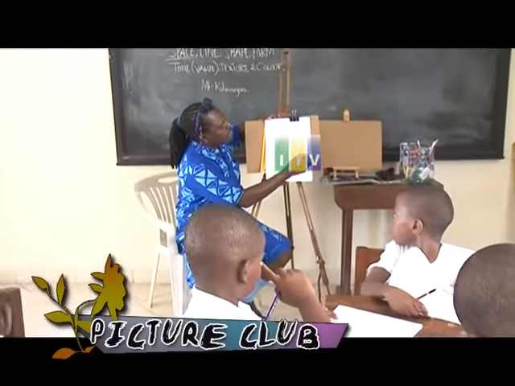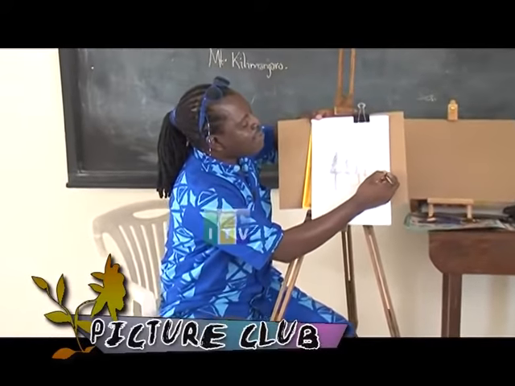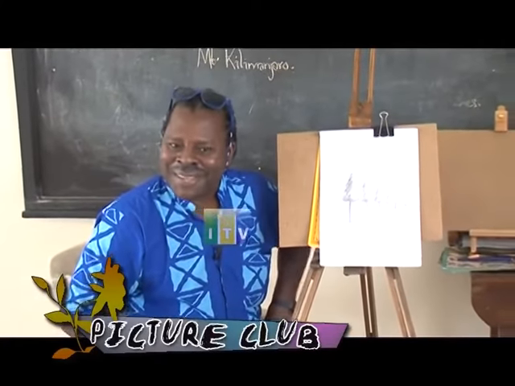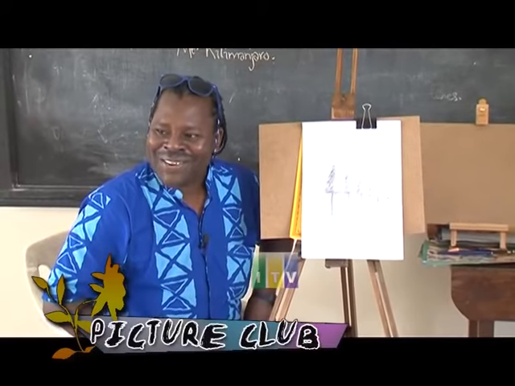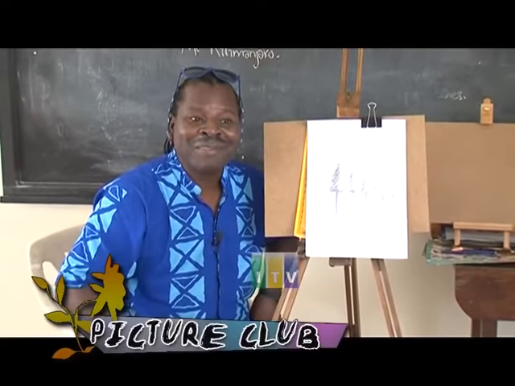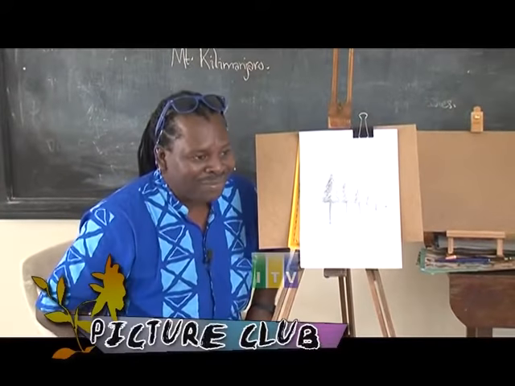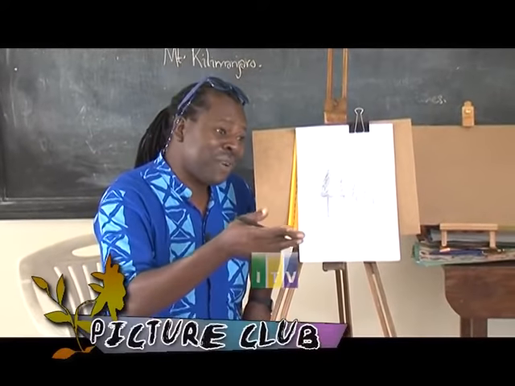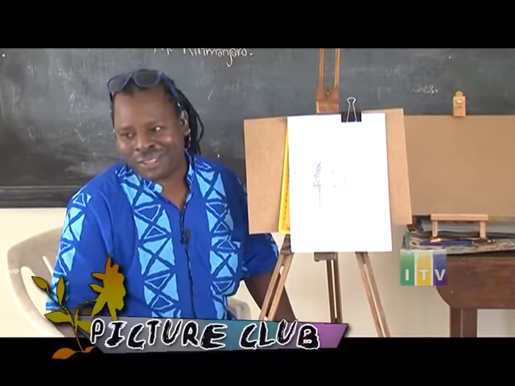Point. This point in art we call VIP. VIP. Let me test. What does it mean in art, VIP? Who knows? No, not very important place. No, not very important portrait. No, that is in English, you say VIP, very important person. Okay, in art we call it very important point.